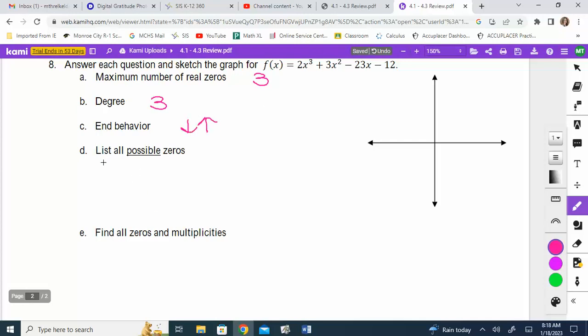Okay, possible zeros. This was what we did yesterday. If I don't give you the first 0, we have to figure out what could be a 0. So we did P's and Q's. The P comes from the constant. I need everything that would divide 12 evenly. Plus or minus 1, 2, 3, 4, 6, and 12. Remember, they always get a plus or minus.